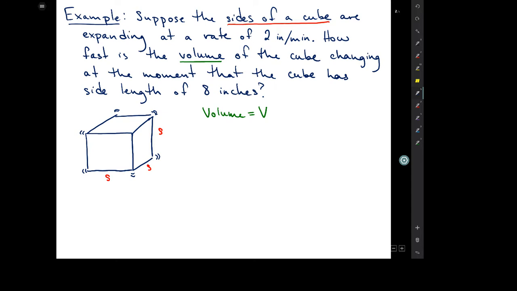Okay, hopefully you paused the video and you thought about that. So the volume of a cube is length times width times height, and so in this case, those are all S, and so volume is S cubed. So this is our equation. This is our relation between the quantities V for volume and S for side length.